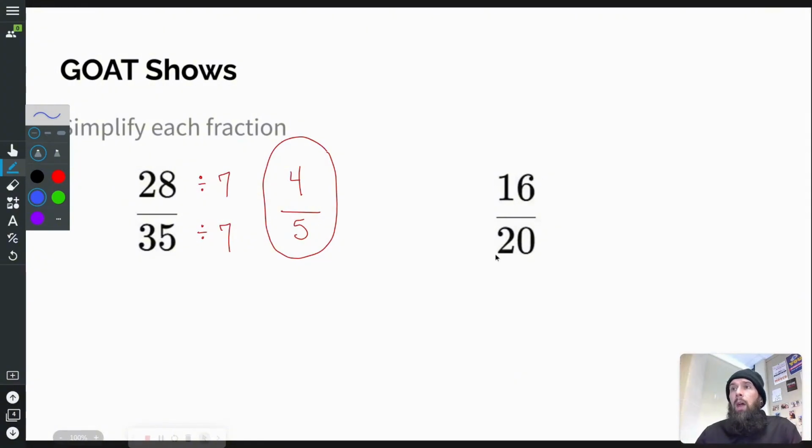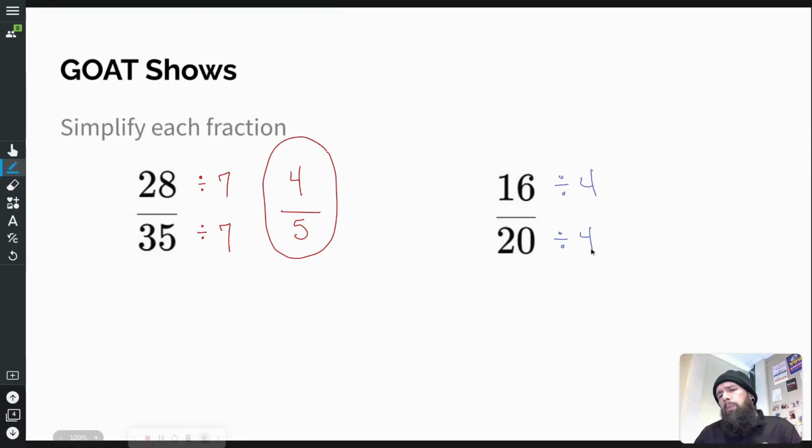16 over 20. I could divide them both by 2. Ooh, but you know what? Just to be faster, I could divide those both by 4. So if I divide them both by 4, 16 divided by 4 is 4. 20 divided by 4 is 5, and I got 4 over 5 again. Can't do anything with 4 over 5. It's as simplified as it gets.